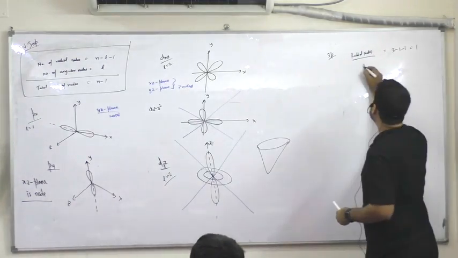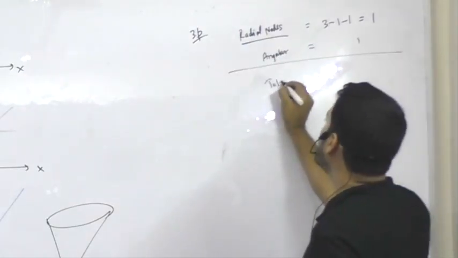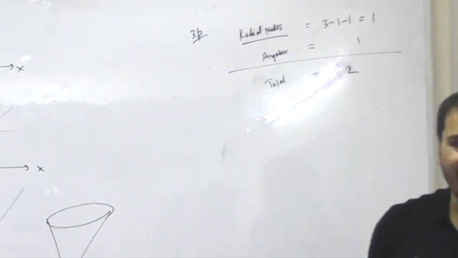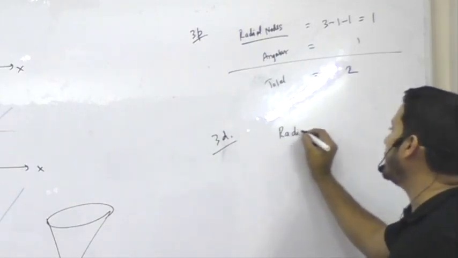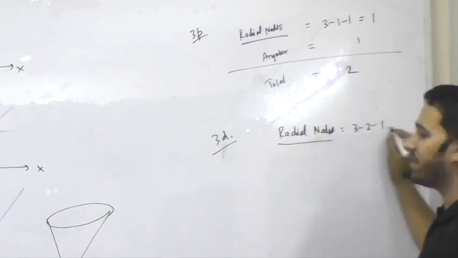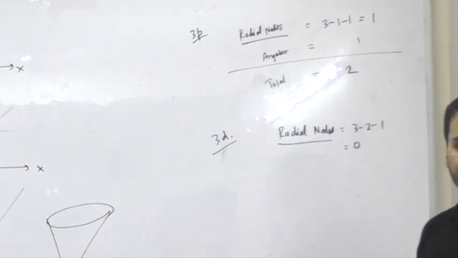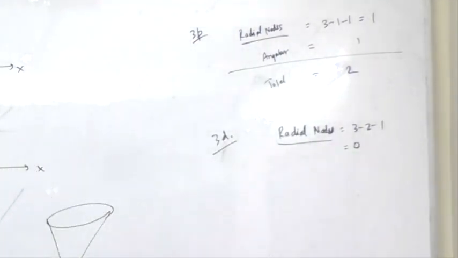How many angular nodes? Equal to l, which is 1. So total nodes for 3p is 2. So 3p has one radial node and one angular node. But if I had 3d, how many radial nodes for 3d? Yes, it is 3 minus 2 minus 1, n minus l minus 1. This is how much? Look at the graph. Is it touching the x-axis? Right. The number of times the graph in figure 2.10 touches the x-axis represents the number of radial nodes.